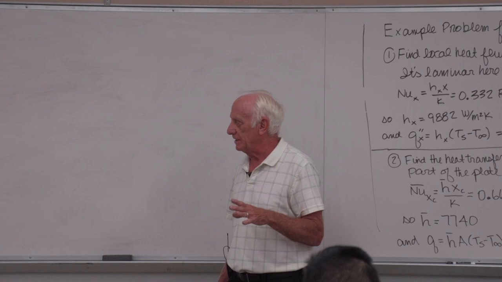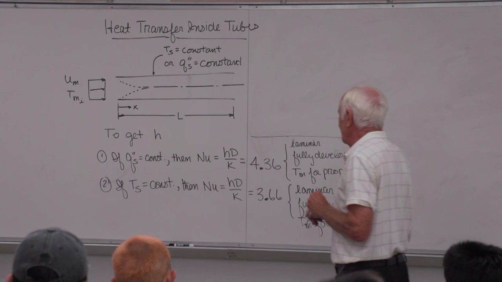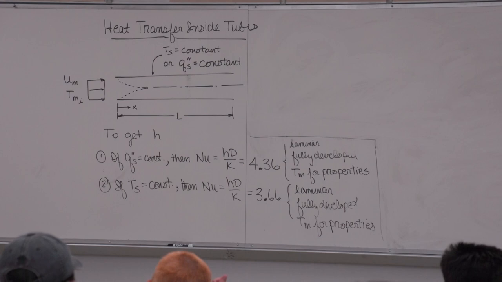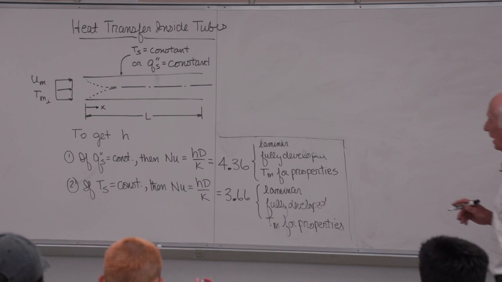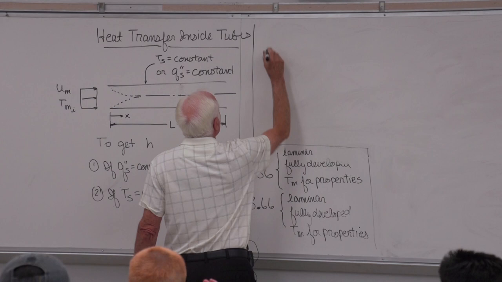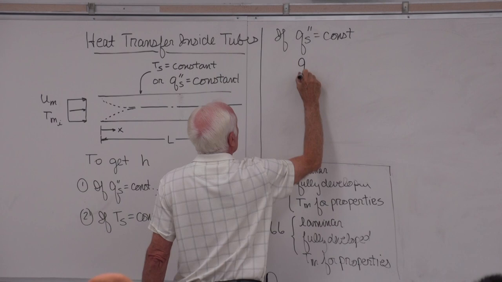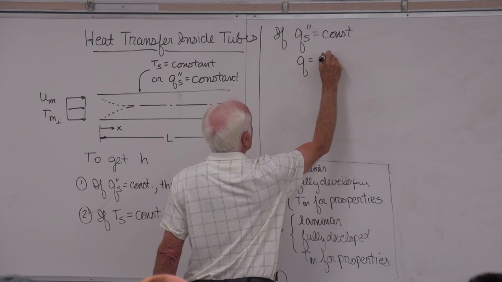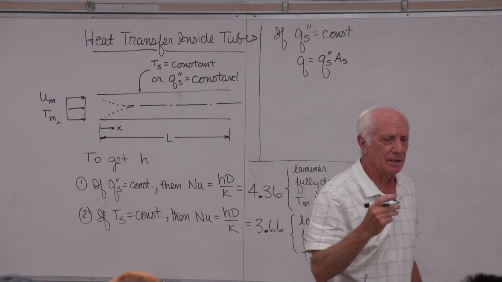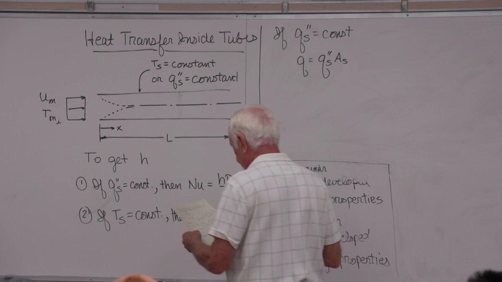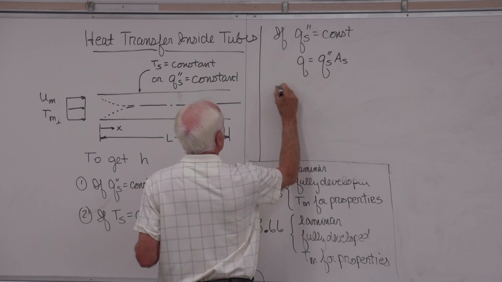So now we get to what happens if we can't use that particular simple equation. Oh, by the way, before we do that, let's just look at how we find Q. Let's take if Qs double prime is a constant. Then we have Q equal Qs double prime times the area, the surface area of the tube, pi D L, for instance. Okay, so that one is pretty straightforward.